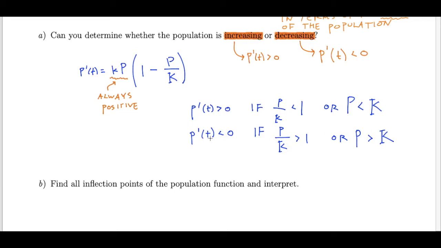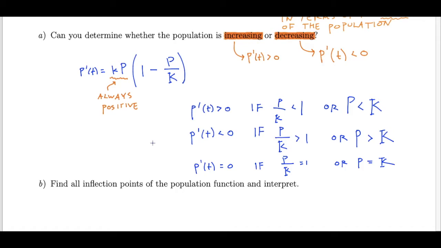There's actually a third possibility. If P over K is exactly equal to 1, that is to say, if my population is exactly that sort of threshold value K, then my derivative will equal exactly 0. So that means that I'll have no growth. I'll have a perfectly flat population.